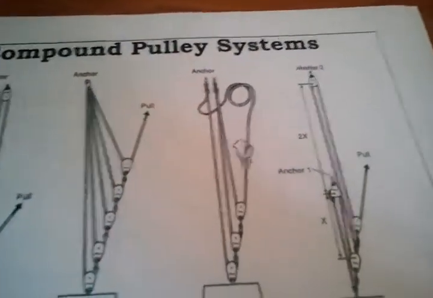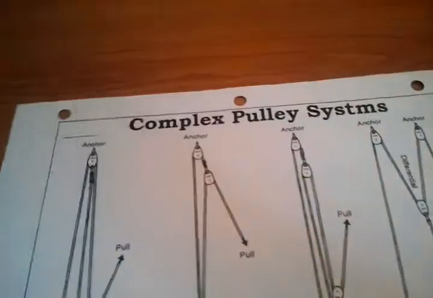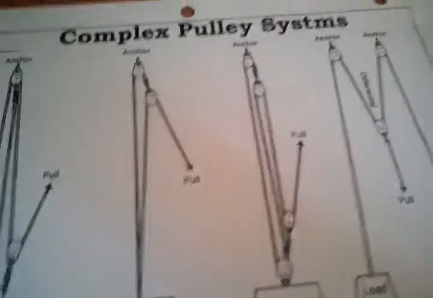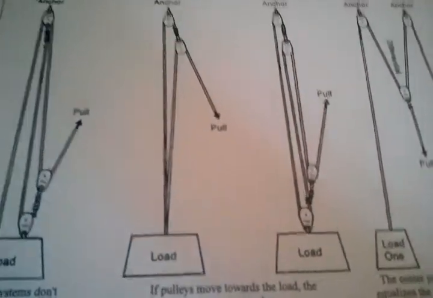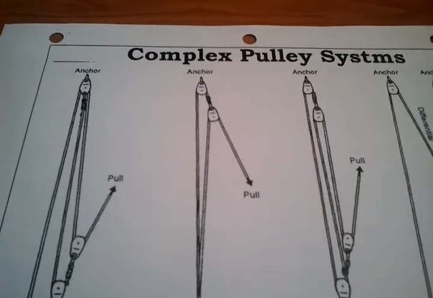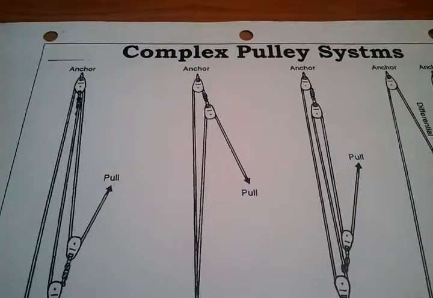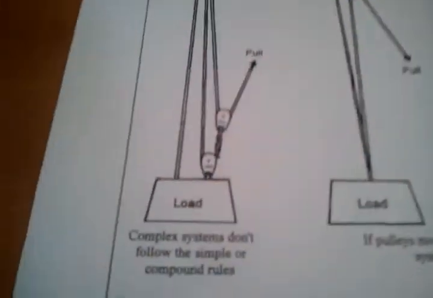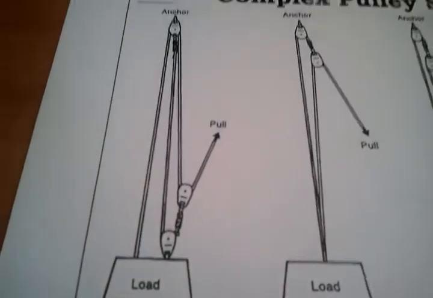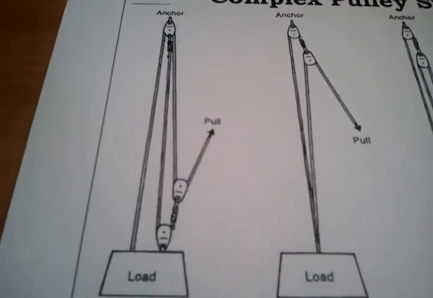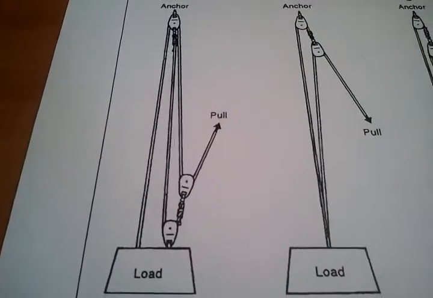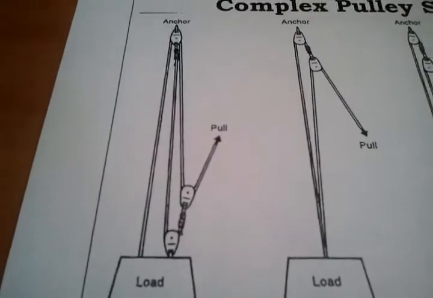Alright, the last one that we have to cover is a complex pulley system. A complex pulley system also has a set of rules. It is a pulley system that does not follow any of the parameters outlined in simple and compound. So complex systems don't follow the simple or compound rules, and you can obviously see that here with the rigging. To determine the mechanical advantage of a complex system, you're going to use the T method.